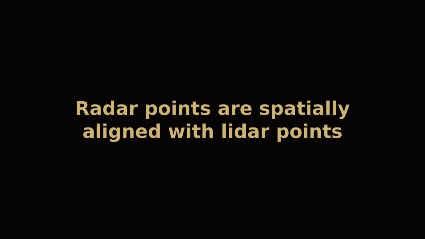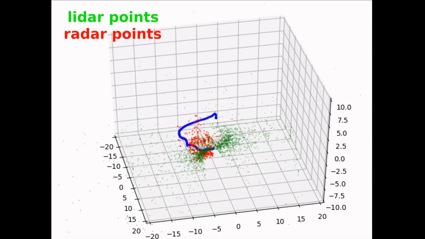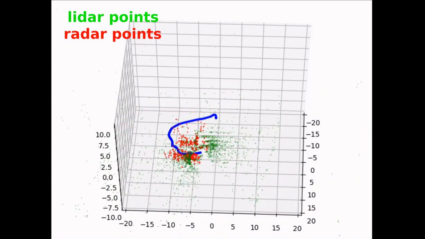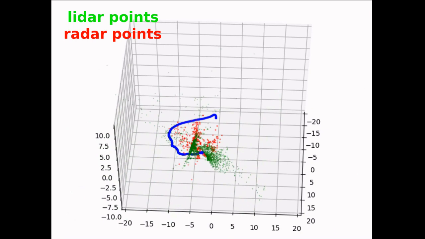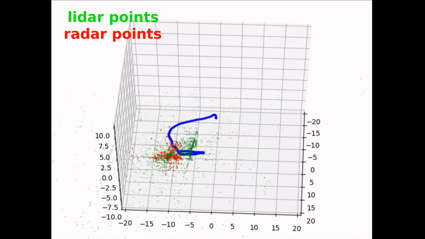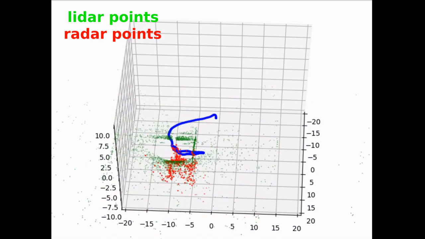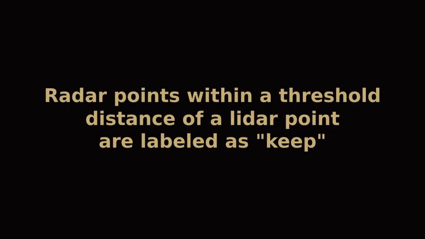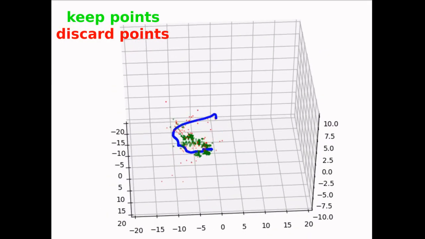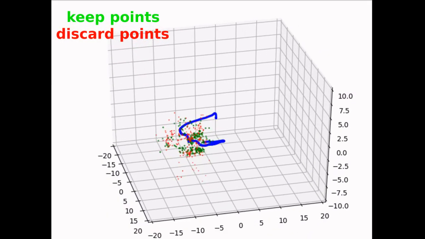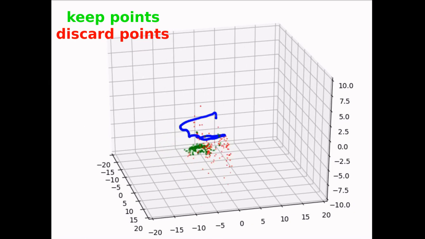First, radar scans are spatially aligned with LiDAR scans. We can see an example of this here with the radar points in red and LiDAR points in green. Then, radar points within a threshold distance of the nearest LiDAR point are labeled as keep, and the rest are labeled as discard. We can see an example of labeled radar points here with keep points in green and discard points in red.